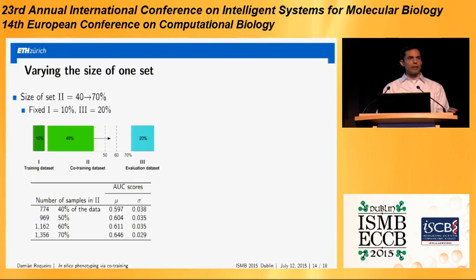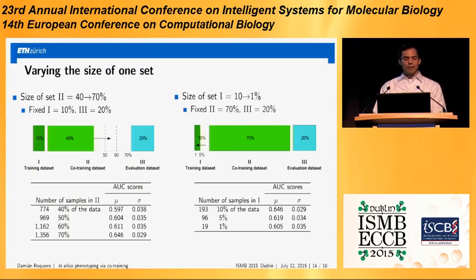Now, the previous result is more of a static snapshot, so we wanted to see what the effects are when we vary the size of the data set. For example, we fix the training set and then we increment the co-training set, and you can see this in this figure here. The table below shows what happens when we add more unlabeled samples from 40 to 70%. And fortunately, the value of the mean AUC increases. This is exactly the main motivation of our method, in that the more unlabeled data is added, the better the final genotype classifier performs.